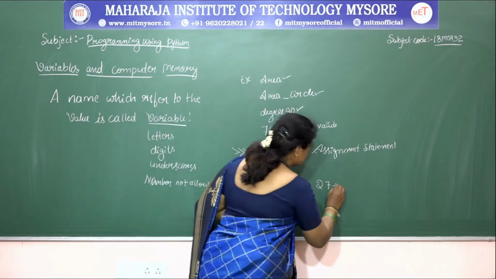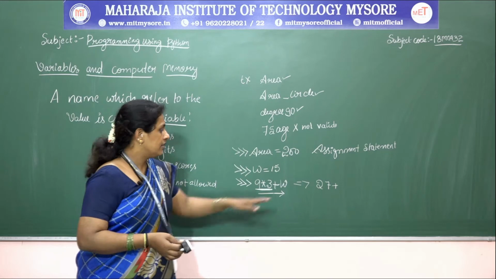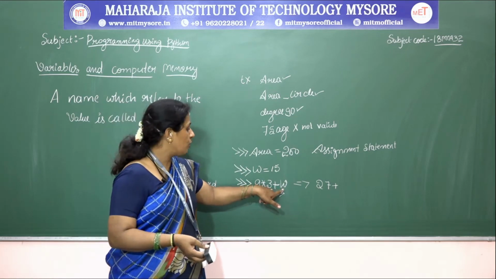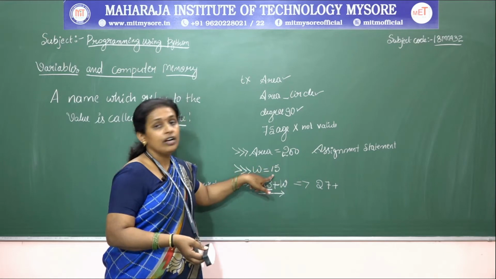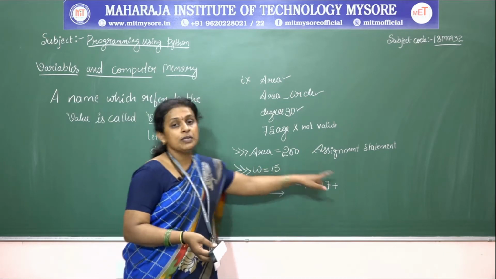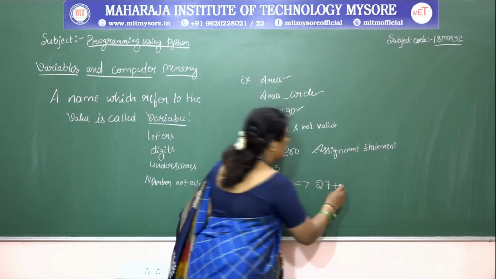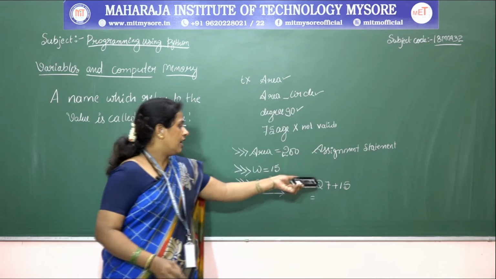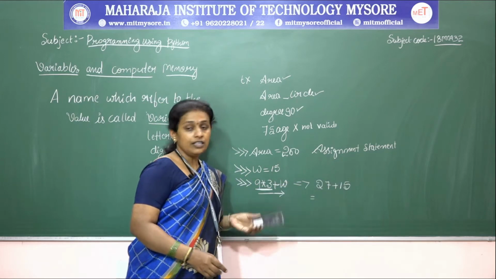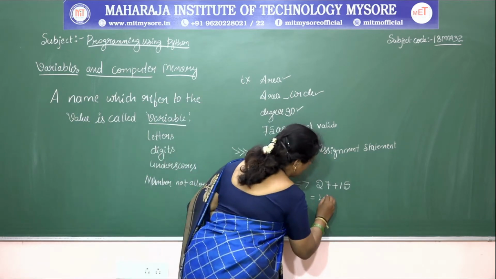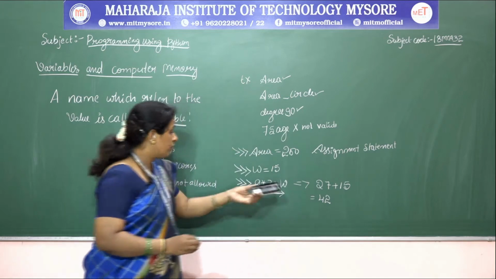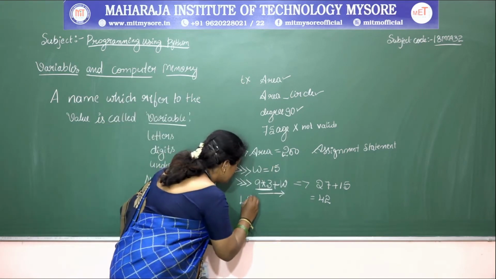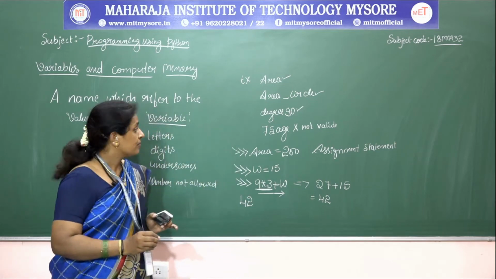When Python sees the variable W, W refers to the value 15, and this 15 will be substituted here. Then the addition of these two values will be 42. Okay. So finally when this statement is executed, we will get the output as 42.